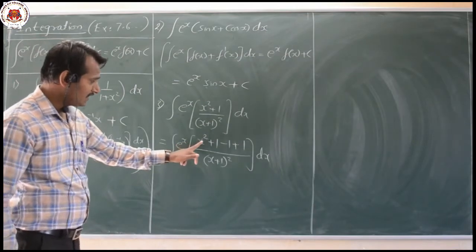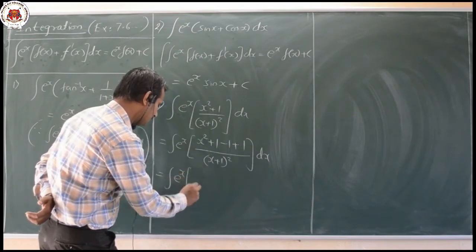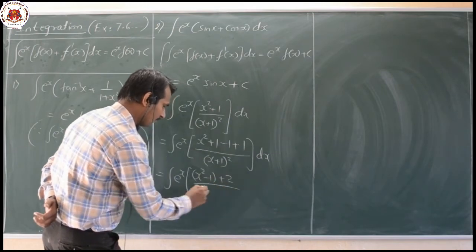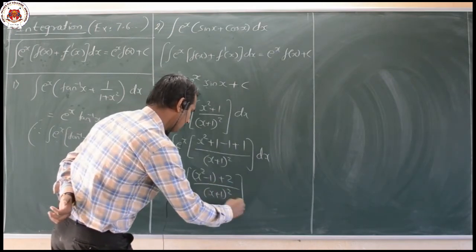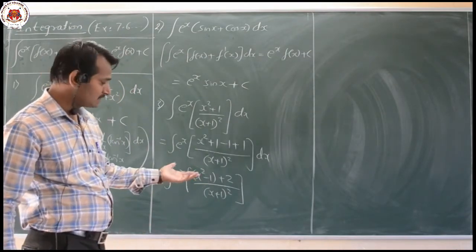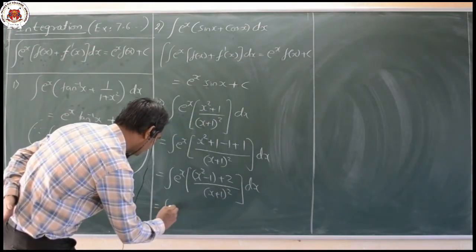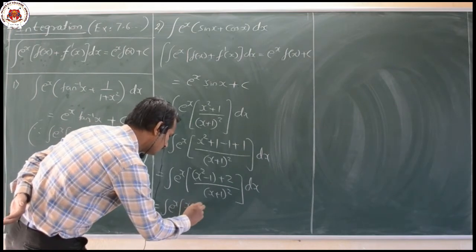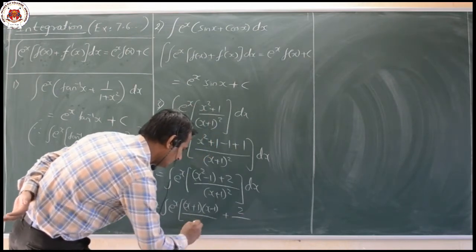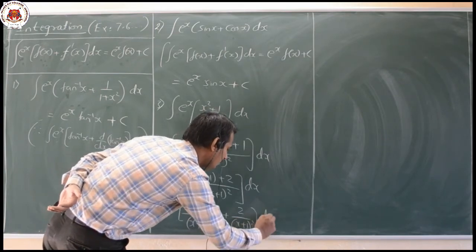Now I will take x square minus 1. So we have integration of e raised to x into x square minus 1, and then plus 1 plus 1 means 2, whole divided by x plus 1 whole square. Now x square minus 1 can be written as a plus b into a minus b. So we have integration of e raised to x into x plus 1 into x minus 1, and I will separate the 2, divided by x plus 1 whole square, into dx.